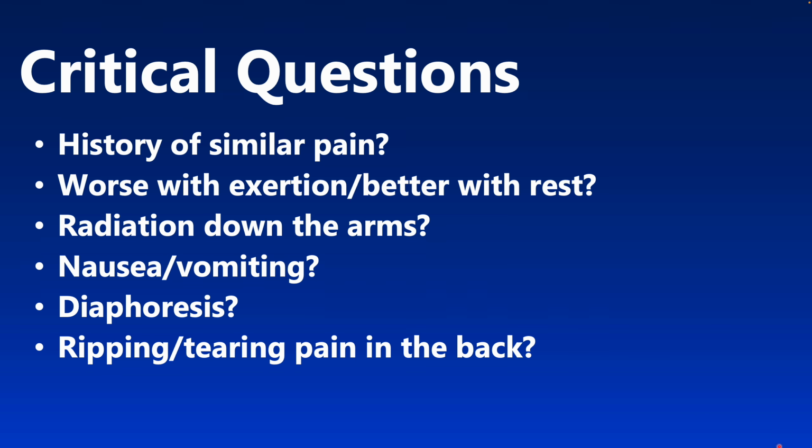And then another critical question that we want to be asking is if there's any ripping or tearing pain radiating to the back. Generally, we don't want to put words in our patients' mouths. We don't want to feed them the answers, but a presentation like this is less common. So if you do have a patient that has chest pain radiating to the back and they're unable to describe it, you may want to ask them directly if they're experiencing a ripping or tearing pain, because that could be very concerning for something like aortic dissection.